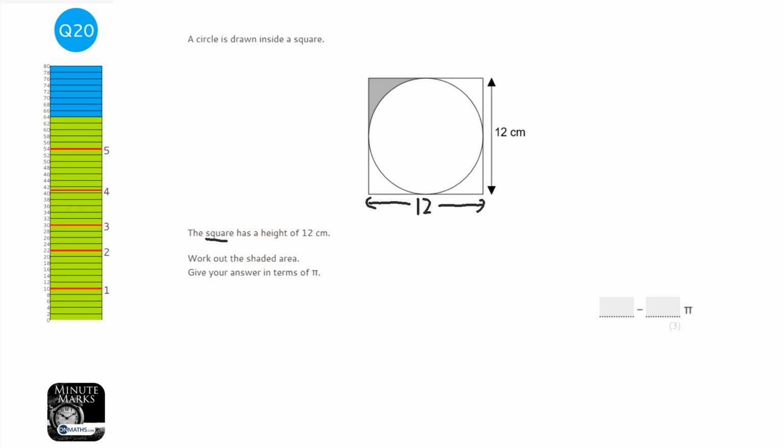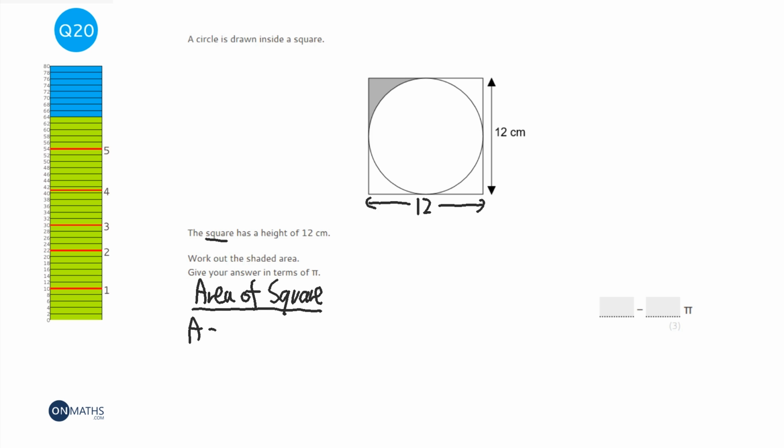Okay, so the first thing to do is work out the area of the square. So area of square. Okay, so the area of the square is going to be quite easy. It's going to be 12 times 12, which is 144 centimeters squared. Okay, next thing to work out is the area of the circle.